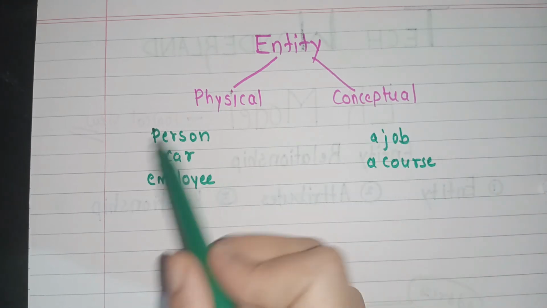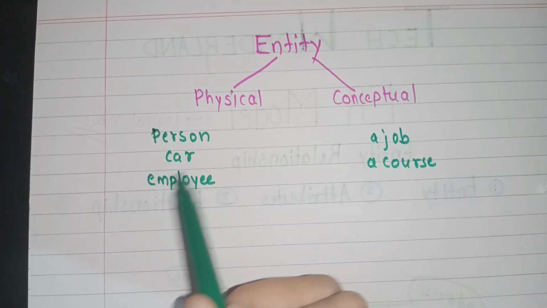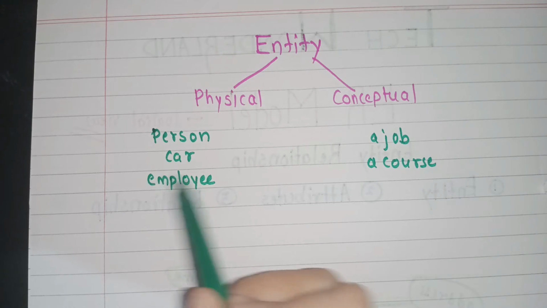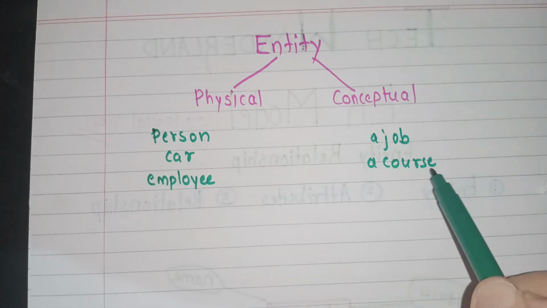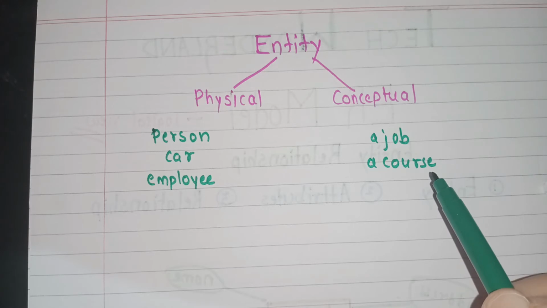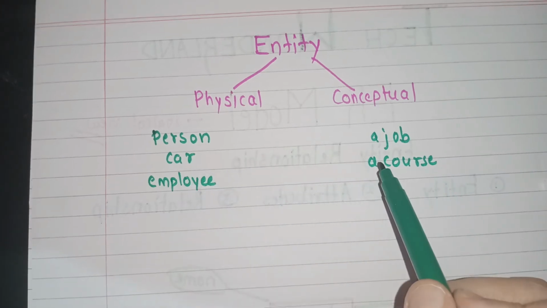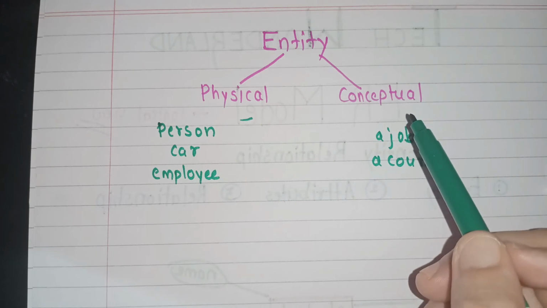Here, why this is physical and why these are conceptual? We can see person, car, employee, right? We can see car has how many tires, what model it is, but can we see a job? How does a job look like? It is just a concept, it is not a physical thing. So that's why entity can be physical and conceptual, and both physical and conceptual entity have attributes.